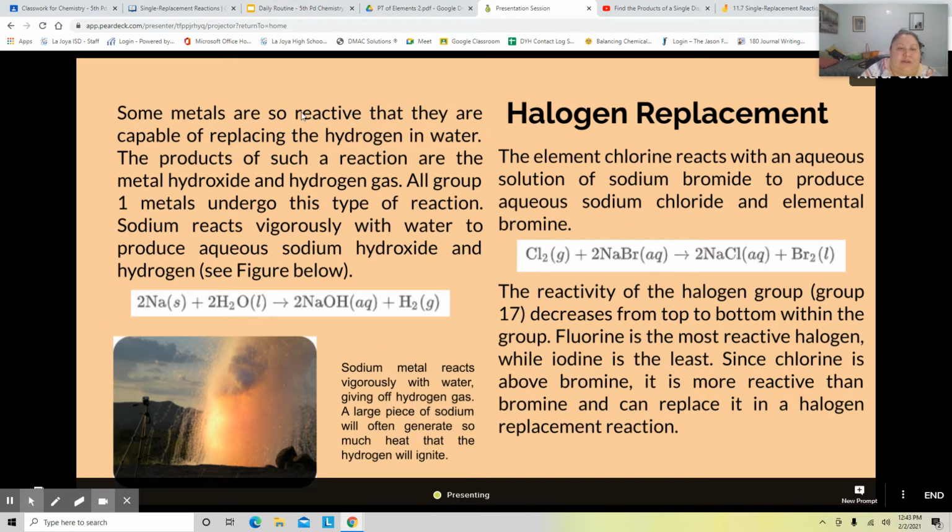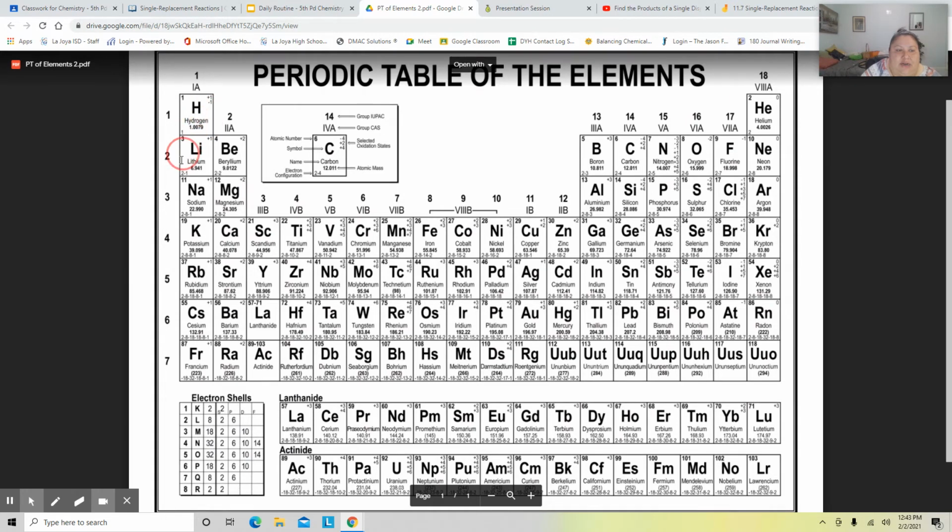Let's continue. Some metals are so reactive that they are capable of replacing the hydrogen in water. So again, we're talking about metals replacing hydrogen in water. The products of such reactions are metal hydroxides and hydrogen gas. All group 1 metals undergo this type of reaction. And remember, your metals for group 1 are right here. Lithium, sodium, potassium, rubidium, cesium, and francium. All of these guys can replace hydrogen in water. And only one hydrogen, not both. Check this out.